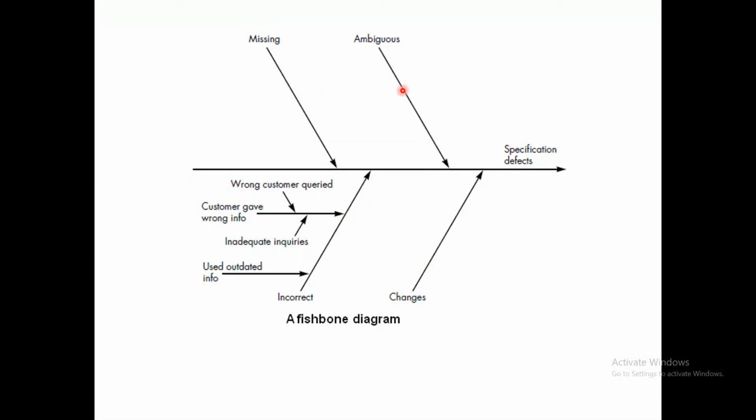See, 1, 2, 3, 4 lines that we have indicated here. If the central line represents the specification defects, you are trying to measure the specification defects, or your quality parameter is a specification defect. So what could be the probable causes of the specification defect? Missing requirements, ambiguous requirements, incorrect requirements, or frequent changes in the specification. Because of any of these parameters, you have introduced defects in your specification.